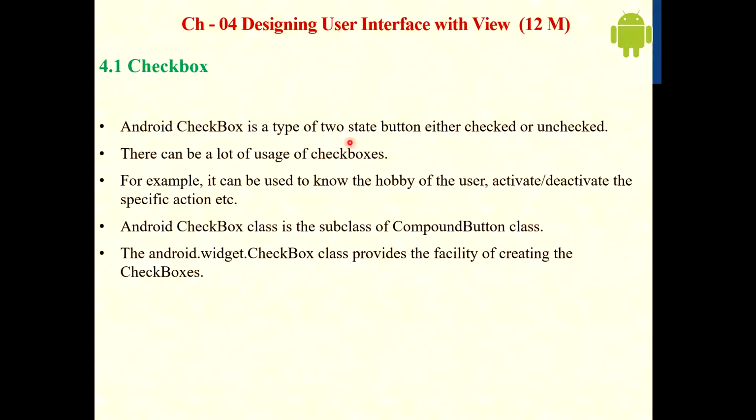Android checkbox is a type of two-state button, either checked or unchecked. Similarly, in Advanced Java we also see the checkbox. There is one view, we can say component, in Android that is used to display the two-state buttons. You can check the checkbox or uncheck it. There are two states of the checkbox.